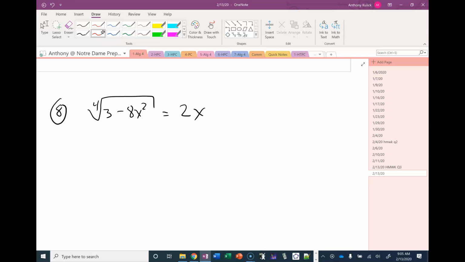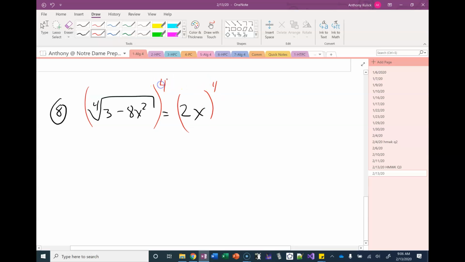So first things first. Gotta cancel this radical out of here. What am I going to do to cancel the radical? Exponent of 4. Very good. So the fourth power cancels the fourth root. And then 2x to the fourth is 2 to the fourth, which is 16, and x to the fourth. Okay with that?